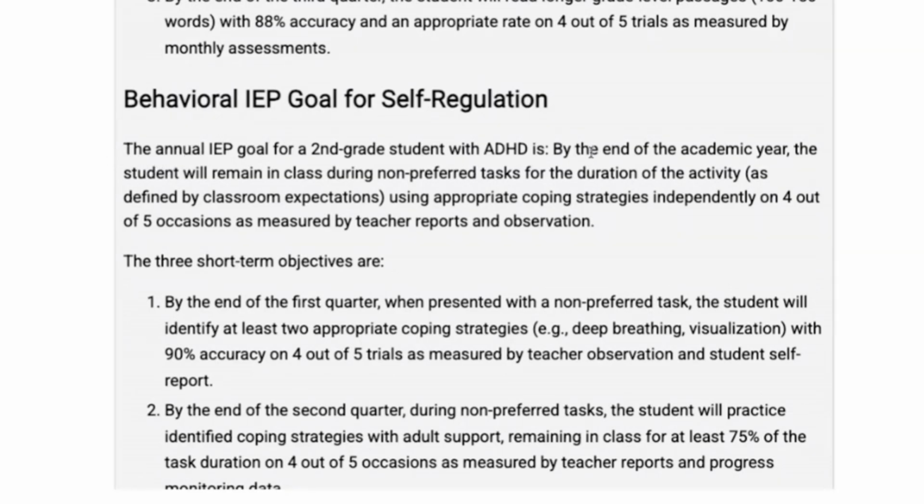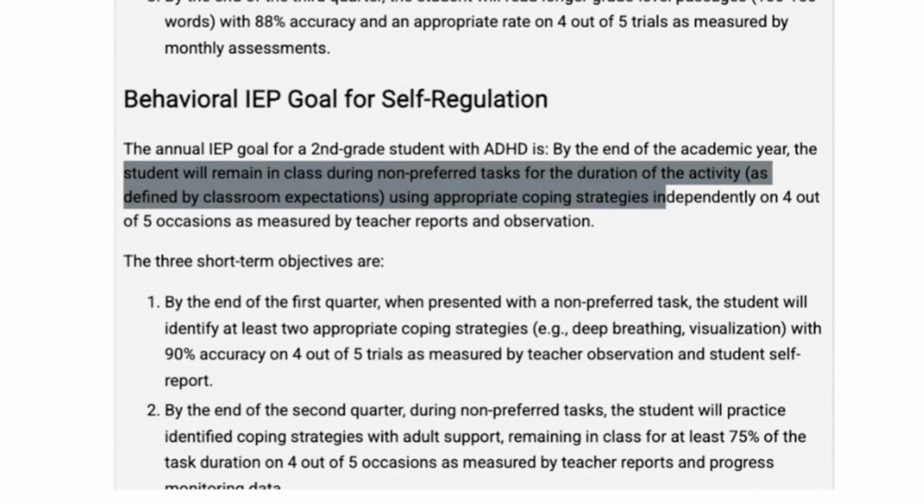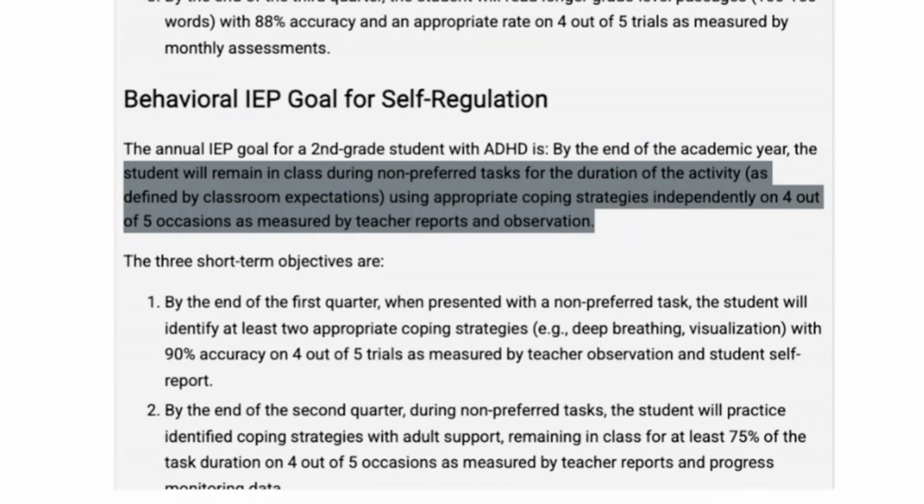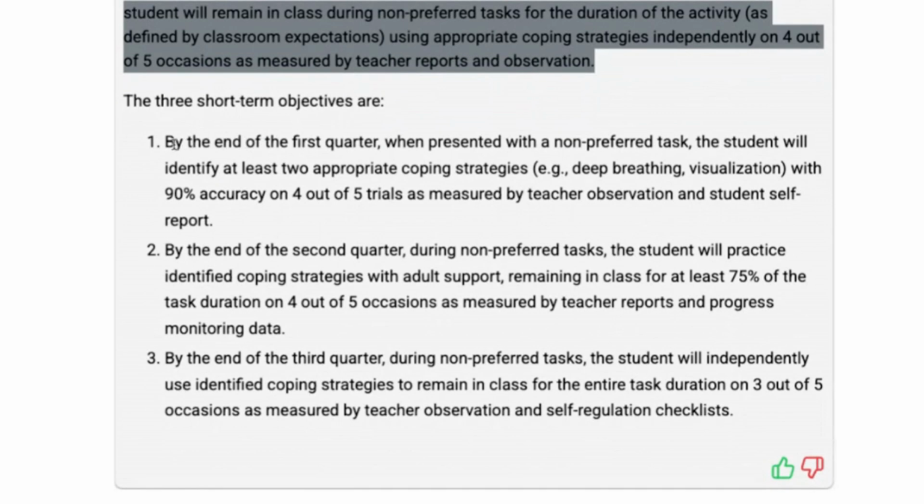By the end of the academic year, the student will remain in class during non-preferred tasks for the duration of the activity, as defined by classroom expectations, using appropriate coping strategies independently on 4 out of 5 occasions as measured by teacher reports and observation. It gives us those 3 objectives.